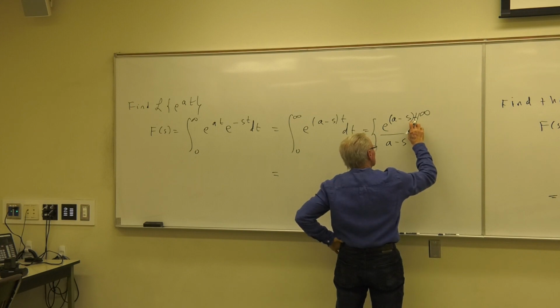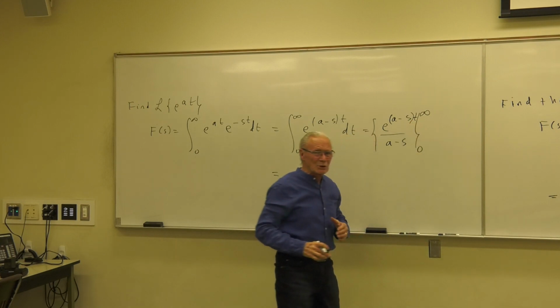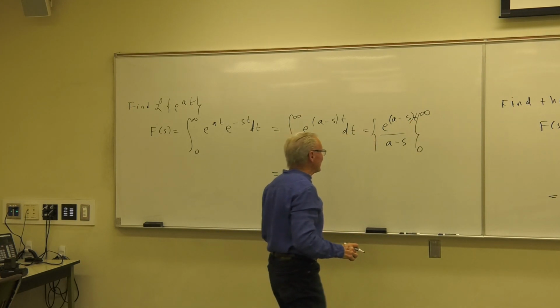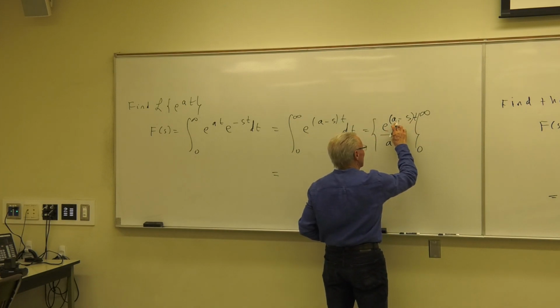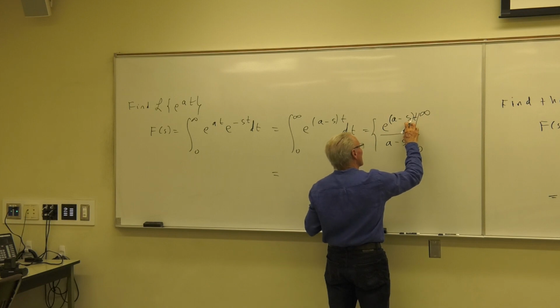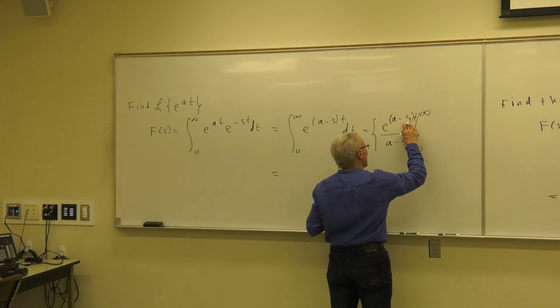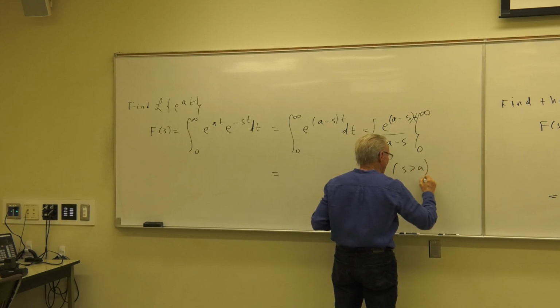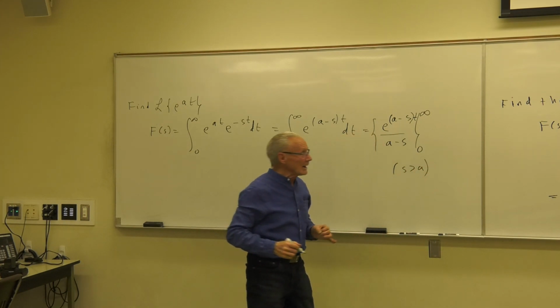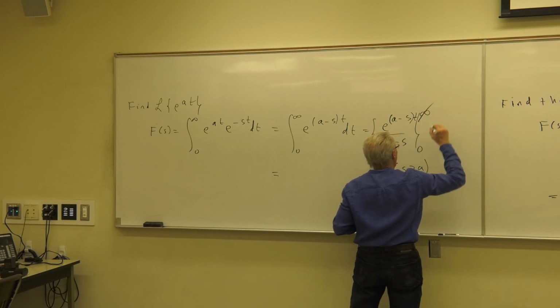I don't want this to blow up when t gets large. That will happen. It will blow up if s is smaller than a, and a is positive. Therefore, I want this to go away. I need s to be bigger than a. All right, here it comes. s is going to have to be bigger than a. And in that case, that's gone.